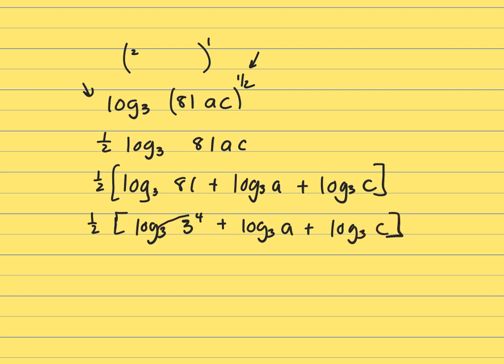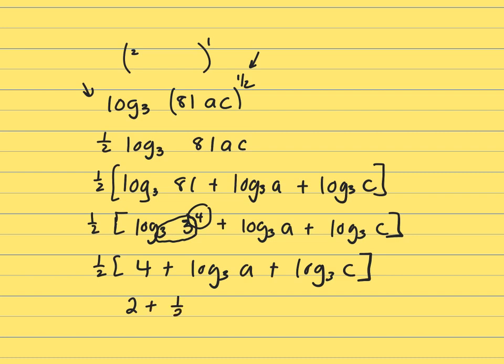Now we have that property that says that whenever these match, the whole thing simplifies to the exponent. So that's 1/2 times 4 plus log base 3 of a plus log base 3 of c. Now distribute the 1/2, and that gives me 2 plus 1/2 log base 3 of a plus 1/2 log base 3 of c.